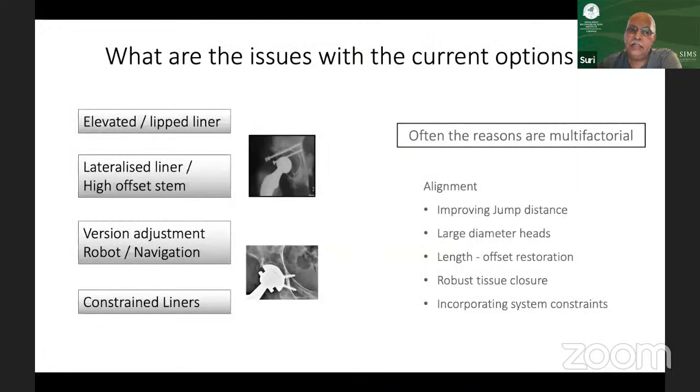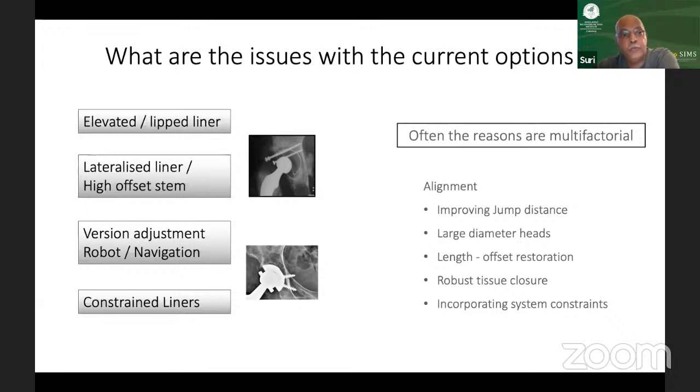So since there are other issues we have been dealing with for over 2 to 3 decades, what are the issues with the current options? Often the reasons for dislocation are very many, and a combination. We are trying to solve this by improving the jump distance using the maximum large head possible, using a combination of the cross-linked polyethylenes available to us today, length and offset restoration with the modularity possible on the femoral side, robust tissue closure if you are a posterior exposure person, or probably trying anterior, and getting the alignments right.